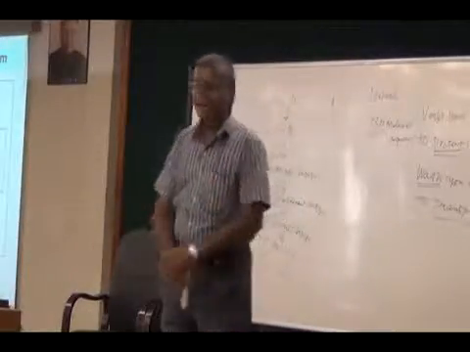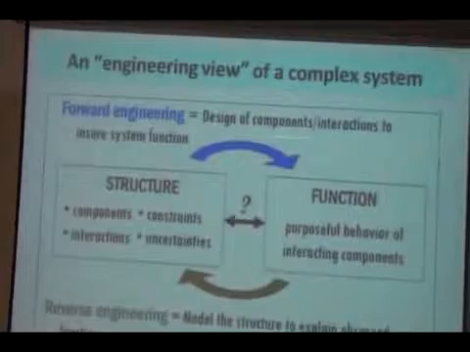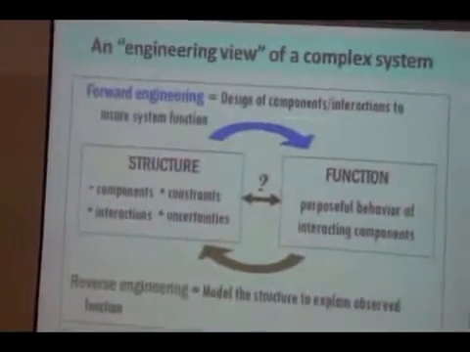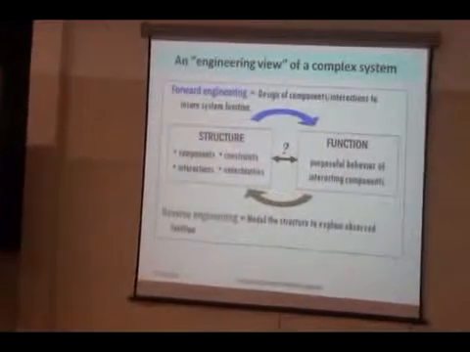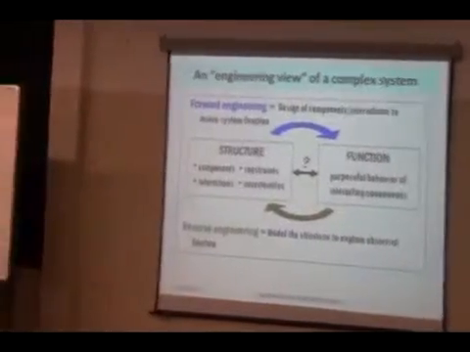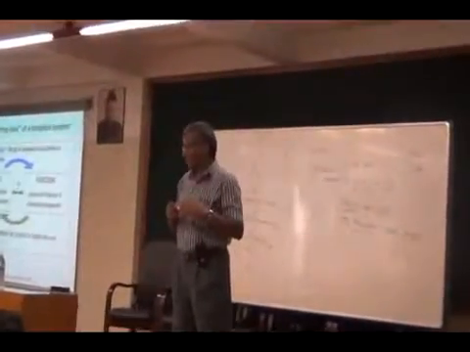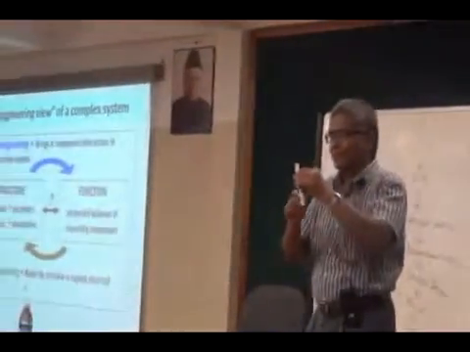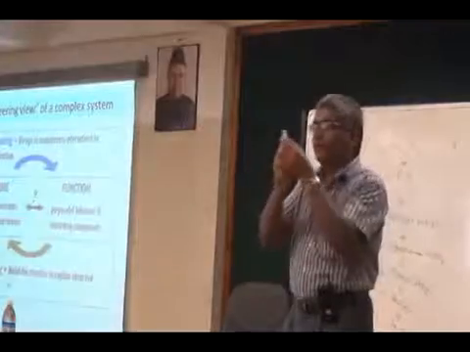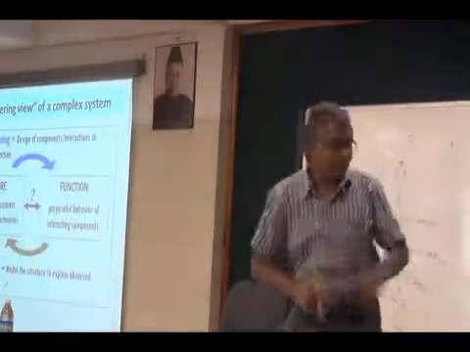Okay, now let us run down very fast. There is forward engineering: design of components or interactions to ensure a system function. So you know function, you know the meaning of engineering. And the structure: when you say structure, it is components, sub-assemblies, modules. When I am assembling these two parts, there is a click sound, an interference fit. That's a constraint. What kind of constraint am I creating? With reference to this axis, there are degrees of freedom. Obviously I have 6 degrees of freedom. Some I am constraining, some I am allowing to move. So that is a constraint.